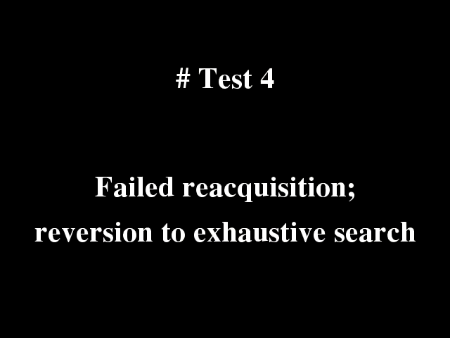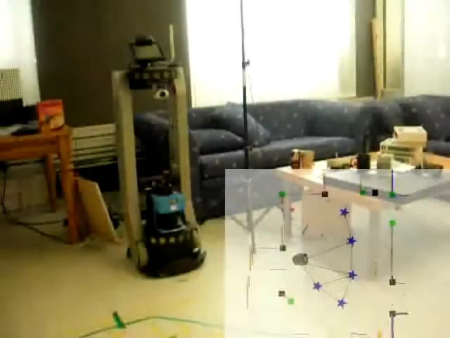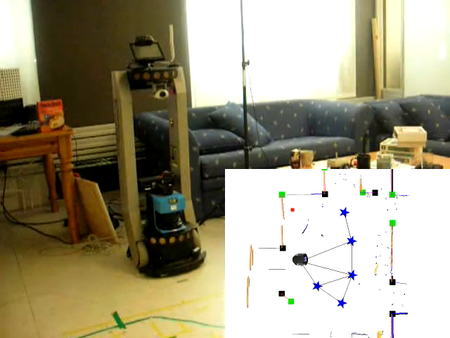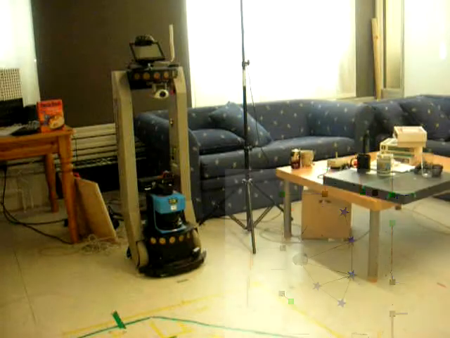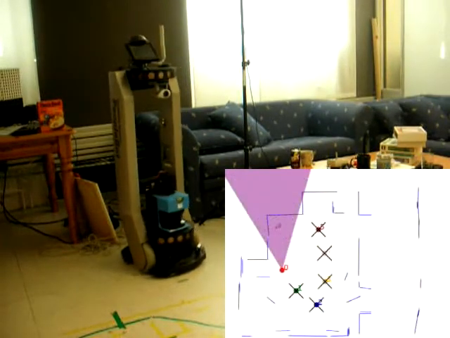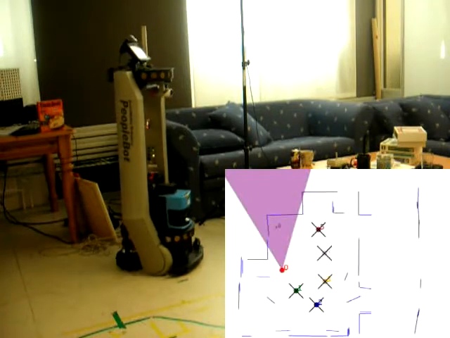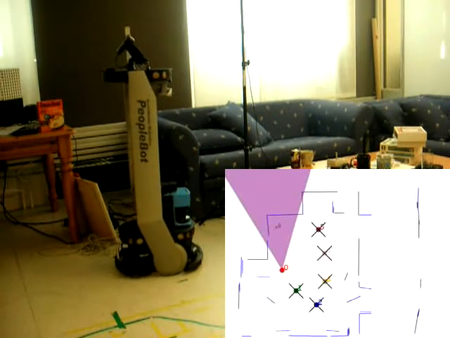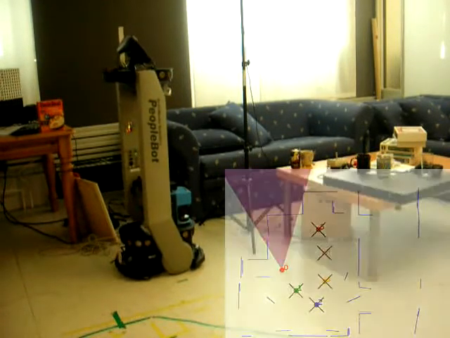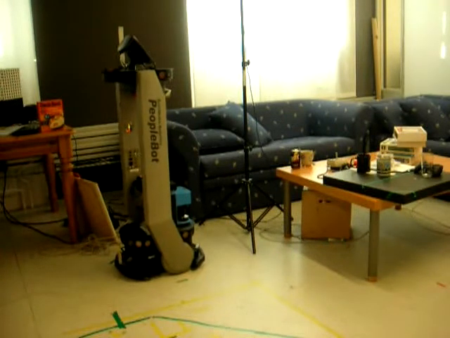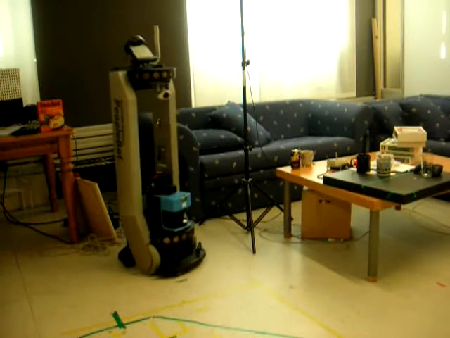In the fourth scenario, we show how the robot falls back to exhaustive search upon failing to detect the object in the expected location. Here, the orange carton has been removed to the desk. The robot again attempts an alternate viewing direction.